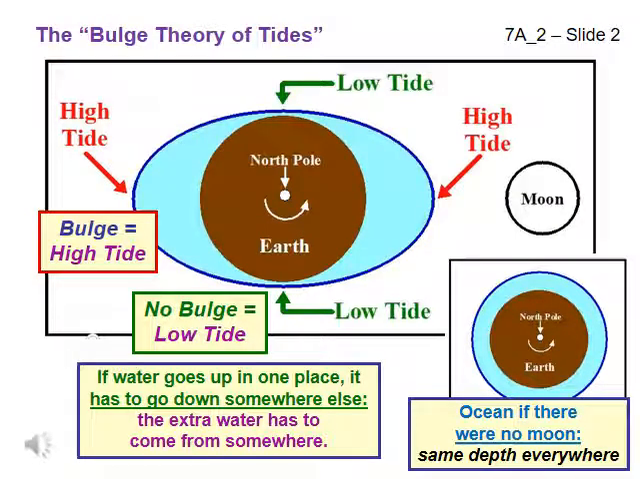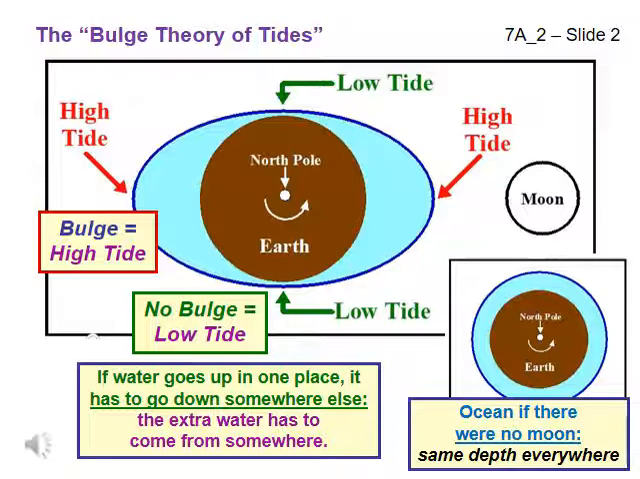Slide 2. What is the bulge theory of the tides? How does it work? According to the bulge theory of the tides, there are 2 bulges in the ocean, places where the sea surface is higher than normal. The bulges are on opposite sides of the Earth. One bulge points towards the Moon, and the other bulge points away from the Moon. The water that makes the sea surface higher at the bulges comes from the other 2 sides of the Earth. It has to come from somewhere, which lowers the sea surface at these locations.